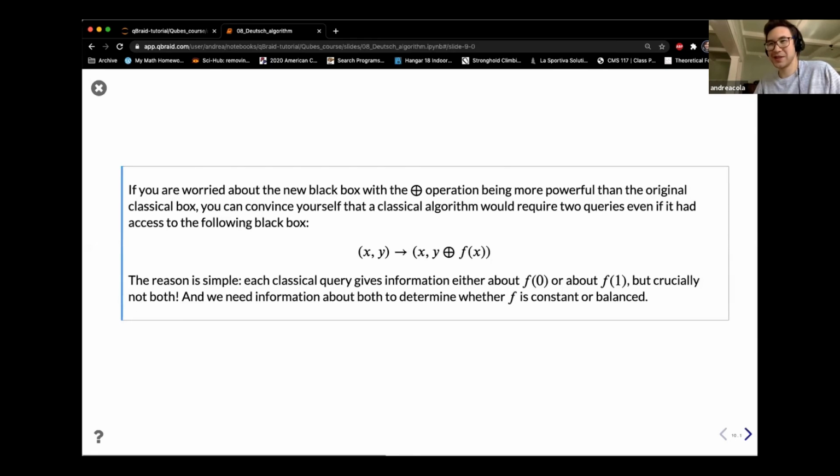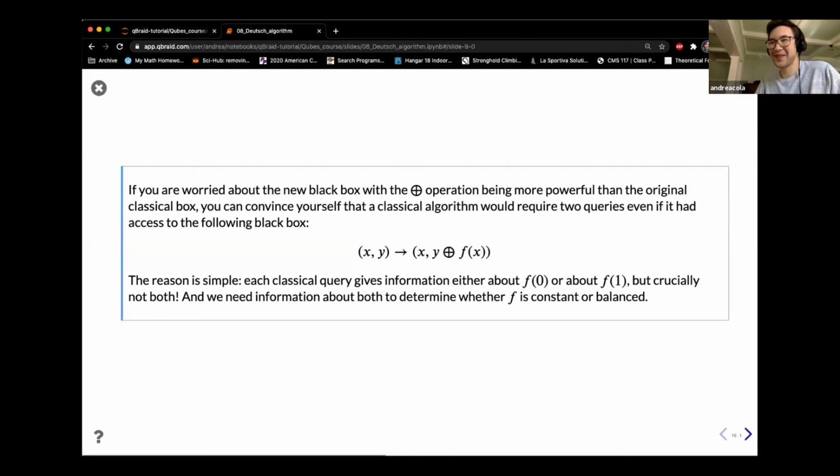The reason is simple: each classical query, even with this more complicated black box, still gives you information only about either f of 0 or about f of 1, but not about both. And you need information about both to determine whether f is constant or balanced.